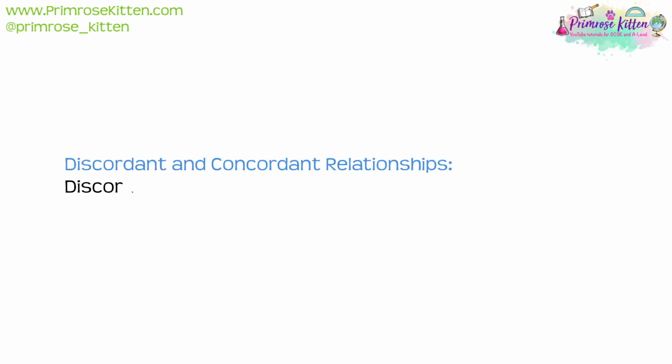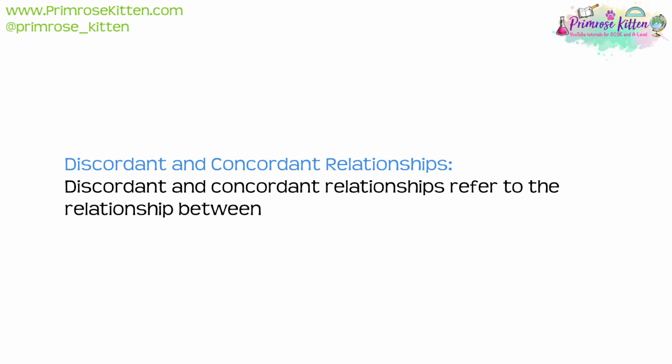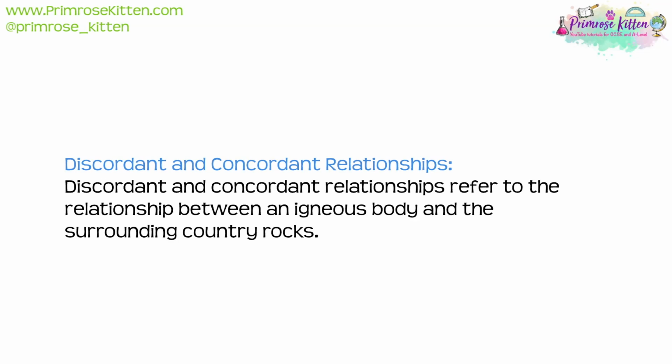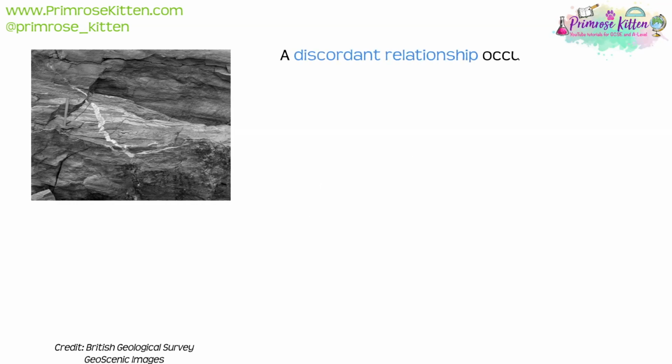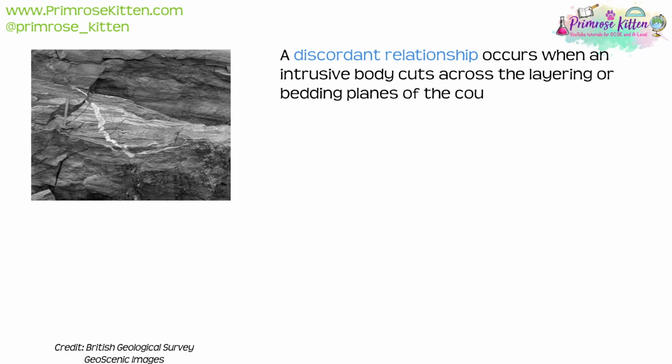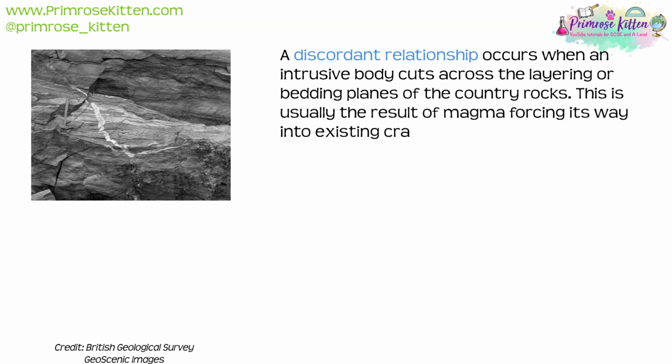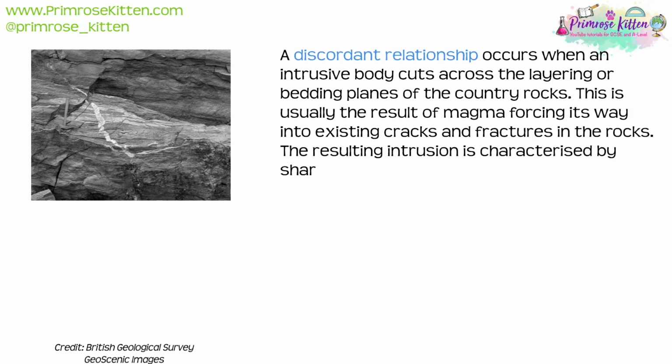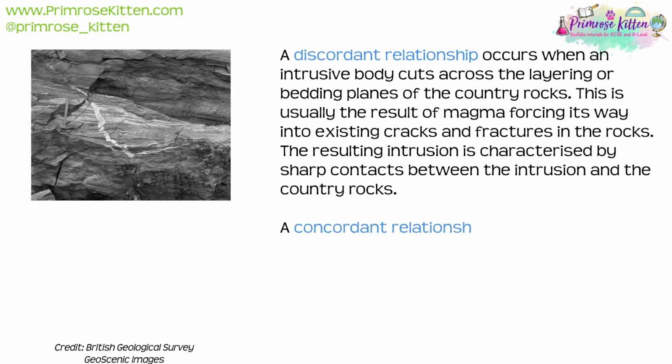Discordant and concordant relationships. Discordant and concordant relationships refer to the relationship between an igneous body and the surrounding country rocks. A discordant relationship occurs when an intrusive body cuts across the layering or bedding planes of the country rocks. This is usually the result of magma forcing its way into existing cracks and fractures in the rocks. The resulting intrusion is characterized by sharp contacts between the intrusion and the country rocks.